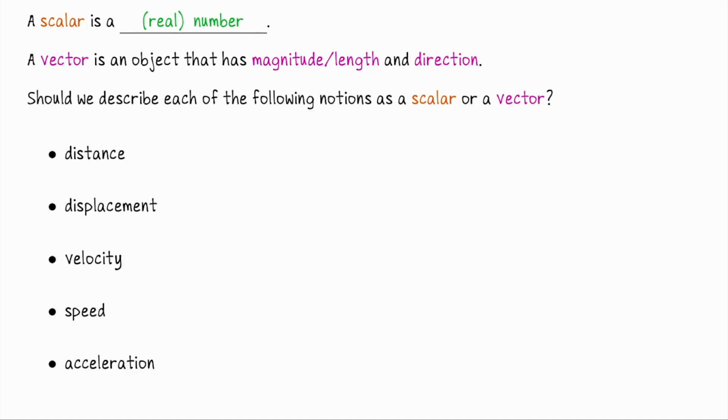Okay, let's take a couple minutes to distinguish between scalars and vectors. On this slide, I've given you 5 concepts: distance, displacement, velocity, speed, and acceleration. These are all physical notions, and each one can be thought of as either a scalar quantity, so just a number, or a vector quantity, so a magnitude and a sense of direction. Read through these 5 and decide what you would like to characterize each of them as. And then I'll go over whether in physics we think of these as scalars or vectors.